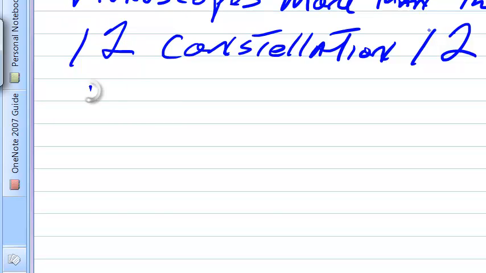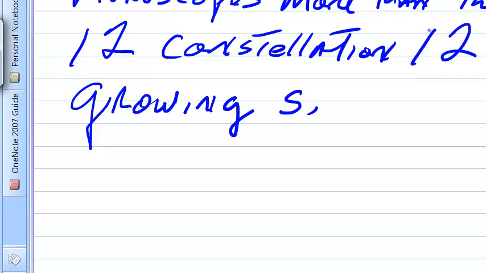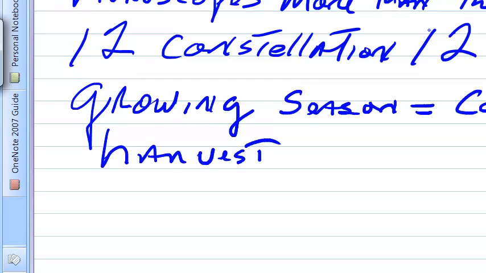So the early agriculture that we did, the growing season, equaled a certain constellation. And the harvest equaled another. So hopefully in a few minutes here I've explained to you how astronomy rules your life. If you think about your vacations, they're based on weather, and the weather's based on the seasons, and that's an astronomical cycle.